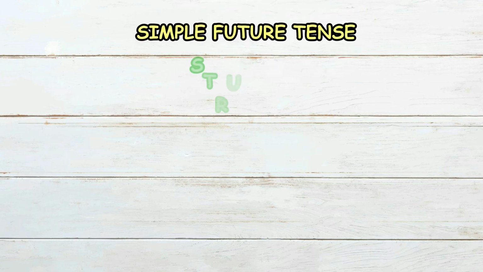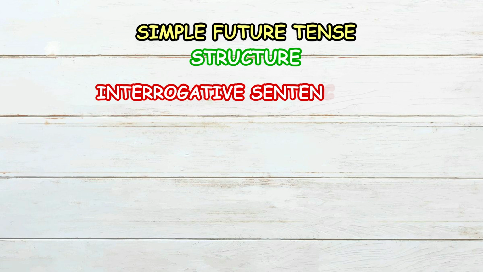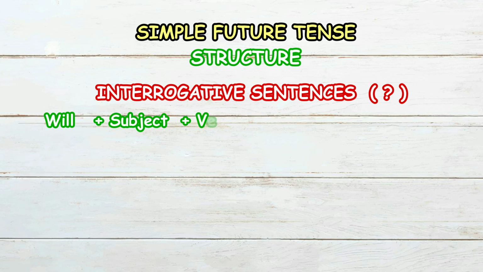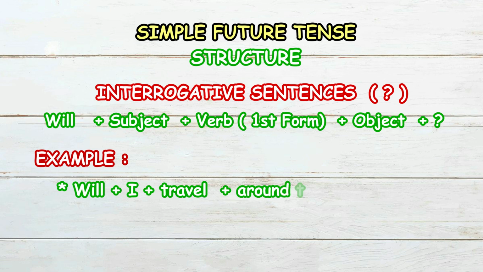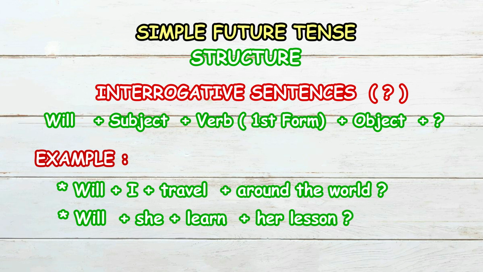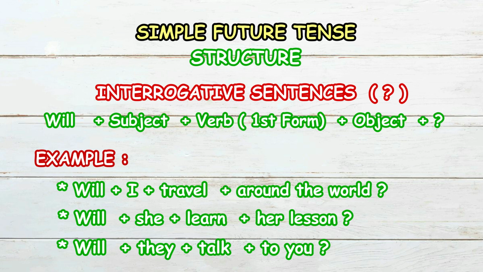Let's check out simple future tense structure in the interrogative sentences. We need to put will in the beginning of the sentence plus subject plus verb first form plus an object and a question mark. Check out the examples. Will I travel around the world? Or will she learn her lesson? Or will they talk to you? So in all these examples, we've put will in the beginning of the sentence in order to make an interrogative sentence.